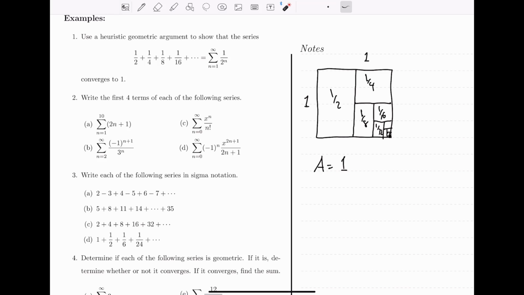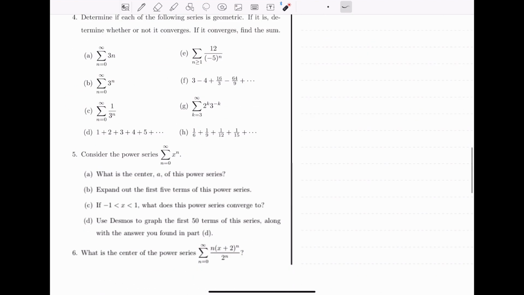Let's practice more now with the idea of sigma notation to make sure we're really comfortable with it. We're going to work through examples 2 and 3. In example 2, we want to write out the first 4 terms for each of the following series. Our first series is the sum from n equals 1 to 10 of 2n plus 1. So we're just practicing here expanding out the sigma notation, making sure we're comfortable with this.